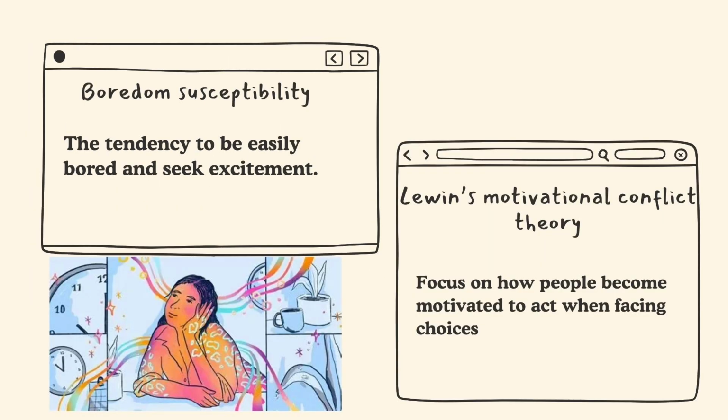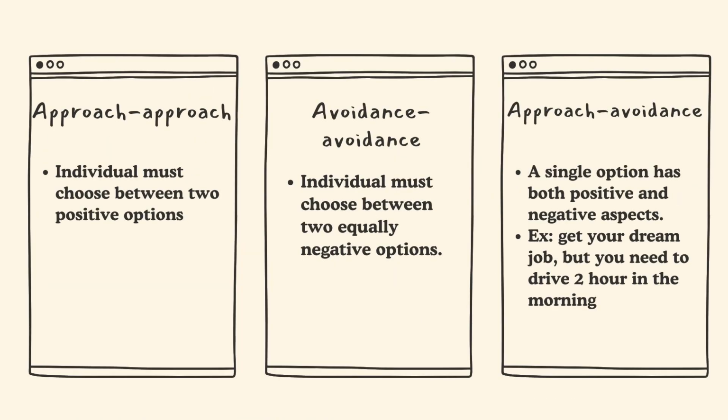Boredom susceptibility is the tendency to be easily bored, and people seek excitement because it's easy to get bored. Now is motivational conflict theory. It focuses on how people become motivated to act when facing choice. Facing new choices, usually. What does that mean? There are three things that we need to highlight. It's pretty easy to remember because it's basically two words. The first word, approach. Second word, avoidance.